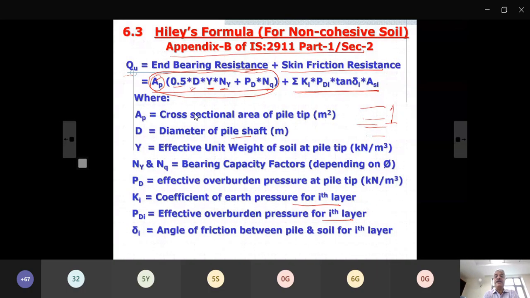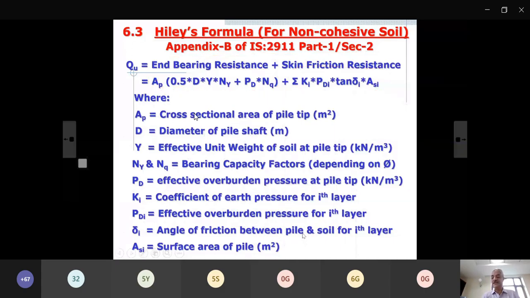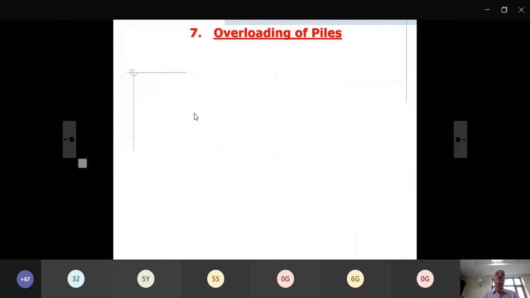Delta i is angle of friction between pile and soil layer, and Asi is surface area of pile in that layer. So like that, for every layer, you will calculate skin friction resistance, add it for all the layers. So end bearing resistance and contribution from skin friction, both combined will give you Qu. Clear? What are the formulas for pile capacity calculation?